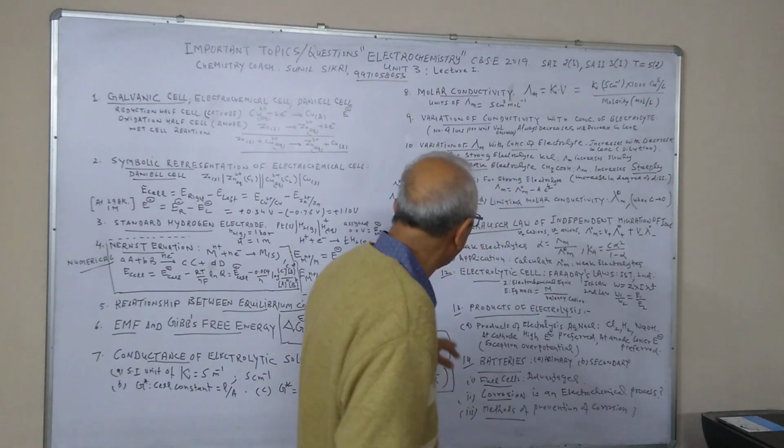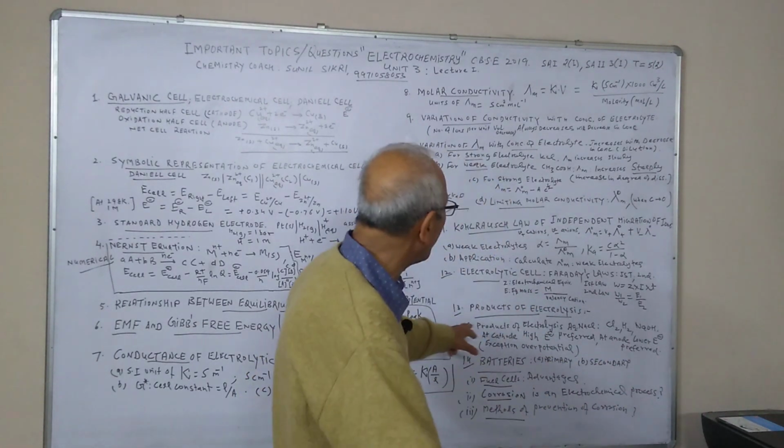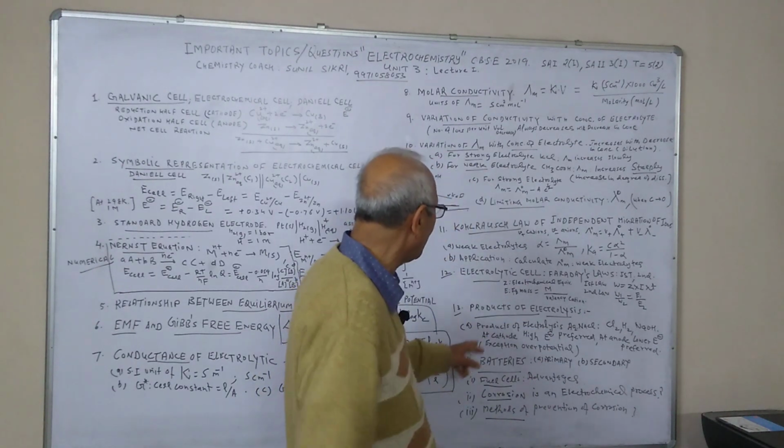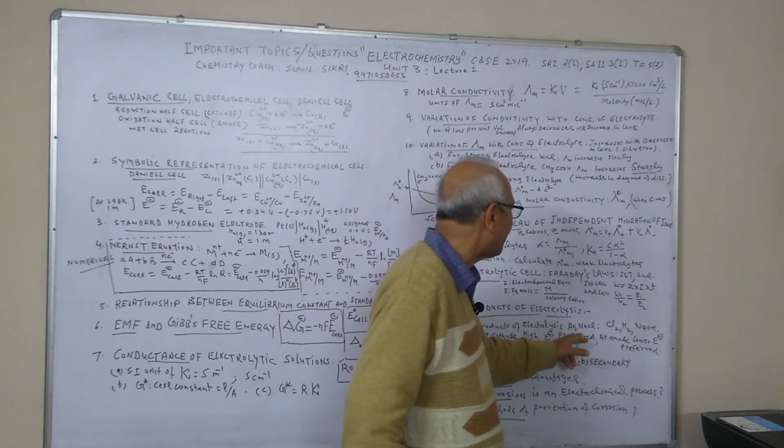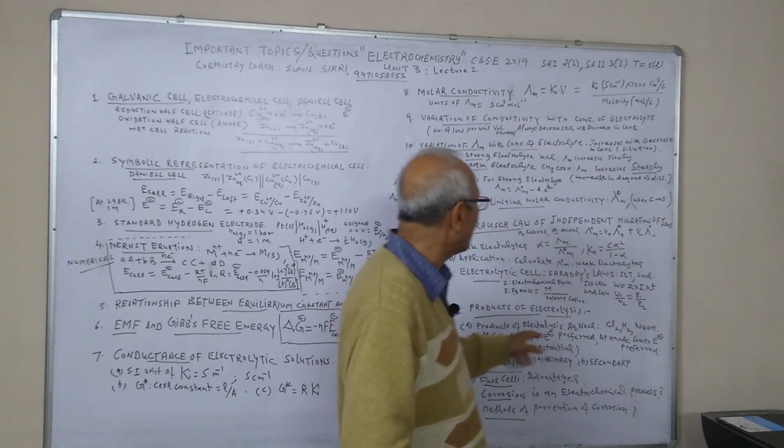Further, there is a question on products of electrolysis, very important: when we do electrolysis of aqueous NaCl, what are the products? Here the products are chlorine, hydrogen and NaOH.